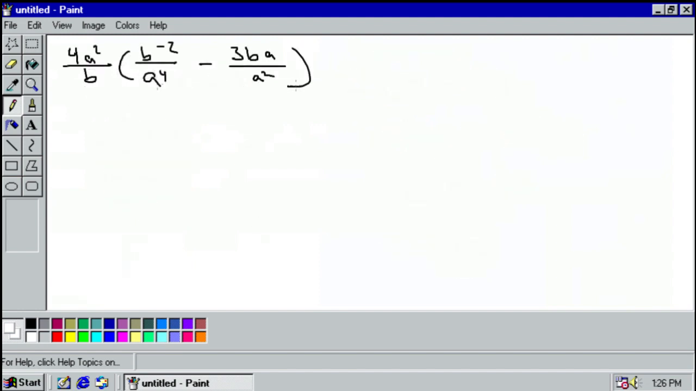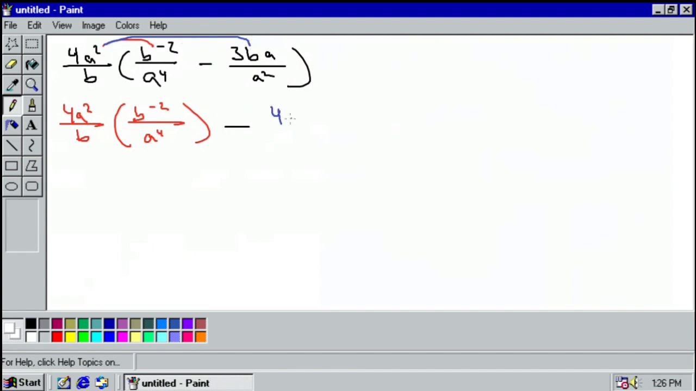Okay, here, what if we have fractions? It's hard to just subtract both of them. But in this case, let's use the distributive property. So let's have this: 4a squared over b, and let's multiply it by b raised to negative 2 over a raised to 4. Since we have a minus sign here, we're going to use a minus sign. And let's multiply this part to this part.